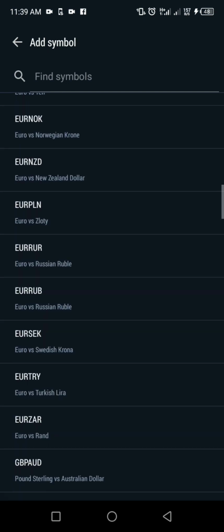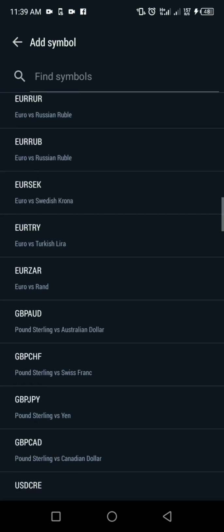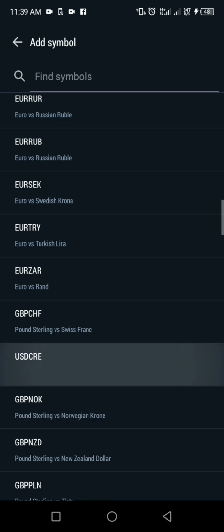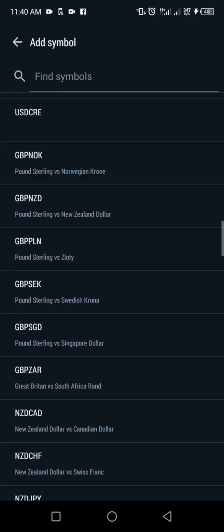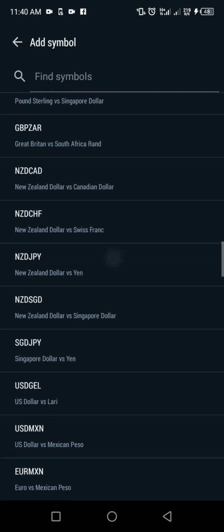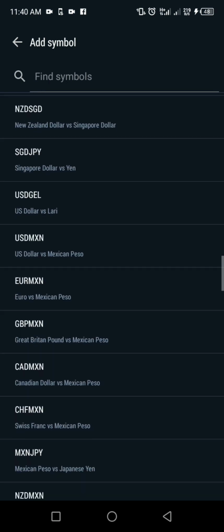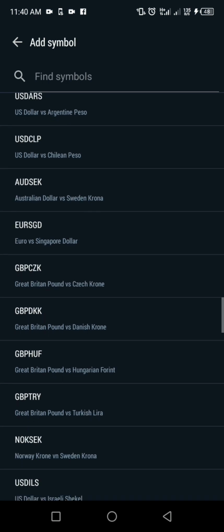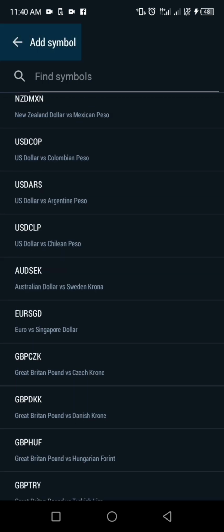and this GBP AUD, GBP JPY. You just tap on them and automatically they get added. So that's how you add your currency pairs.